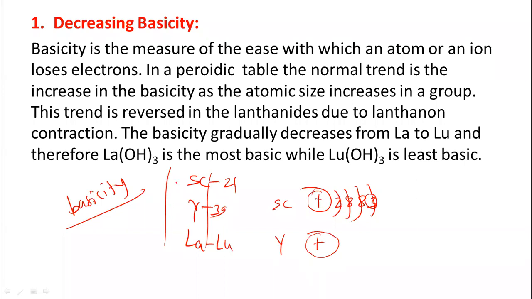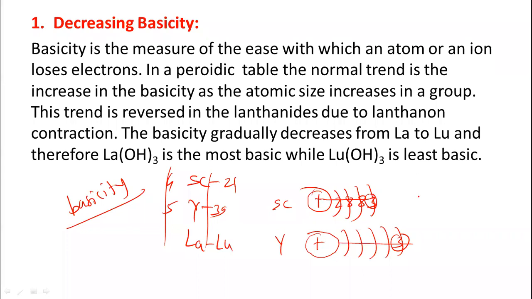Yttrium has 5 main energy levels. This is 2, 8, 8, 18, and 3 electrons in the last energy level. So you can see one additional energy level, so the atomic size will increase compared to scandium.